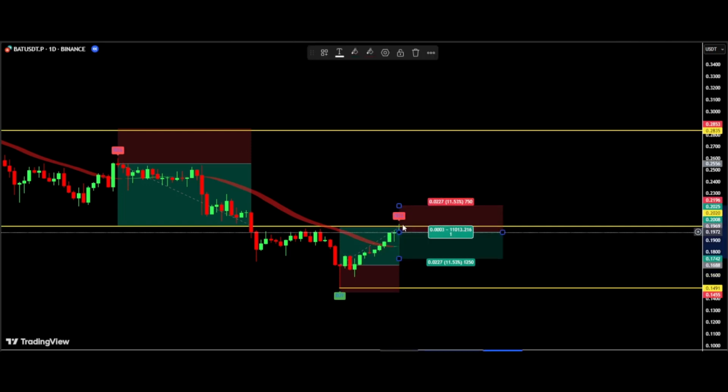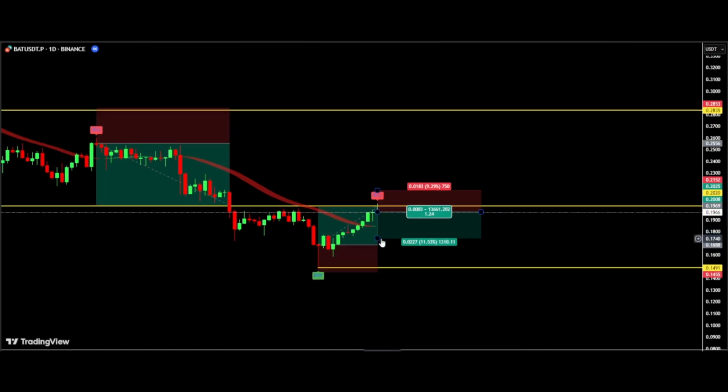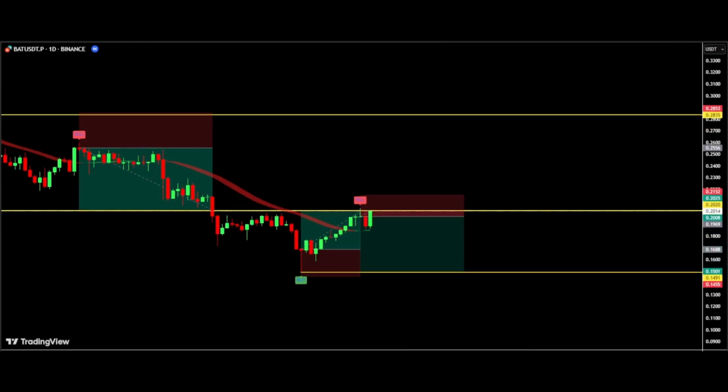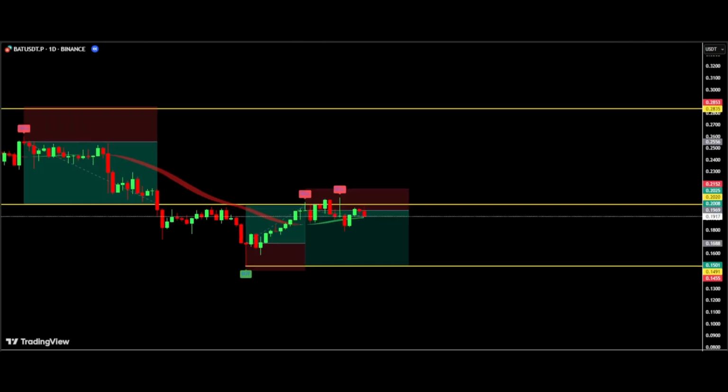Right after, a sell signal appears, and it's time to act again using the same method. Enter a short position, place the stop loss above the resistance, and set the take profit at the nearest support level. Next, we patiently wait for the price to move in our favor.